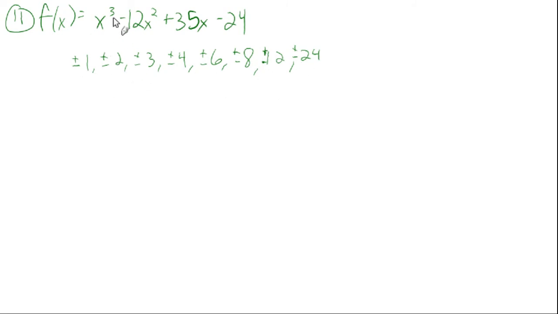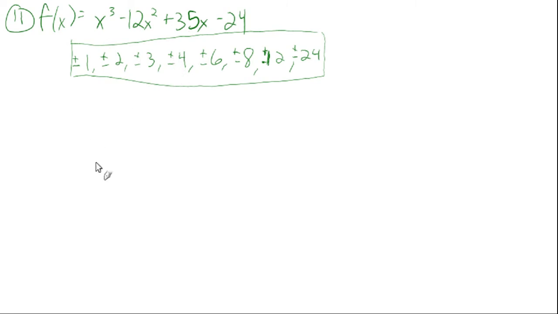All the factors of the leading coefficient are 1, just 1. So you divide each of these by 1 and nothing would change. It would still be just the numbers that you see here. Okay, so this here is the list of all the possible rational zeros for this function.